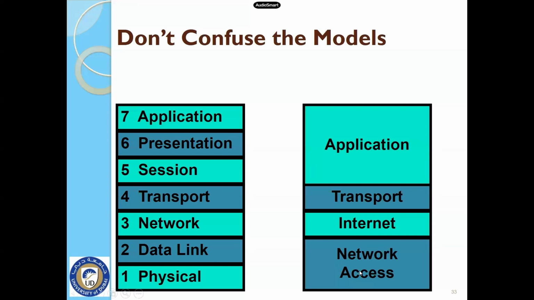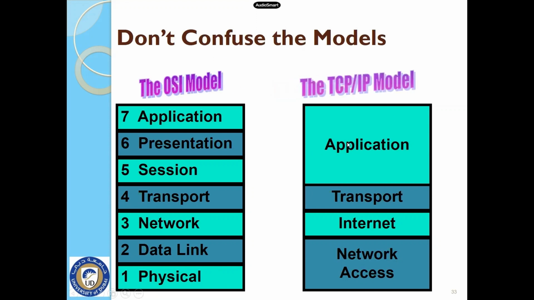So here we have the network access. Network access basically is the one that controls the flow of your data over the network. And that's why they call it network access. So network access here is the combination of data link and physical. So there you go. This is the OSI and this is the TCP/IP model.